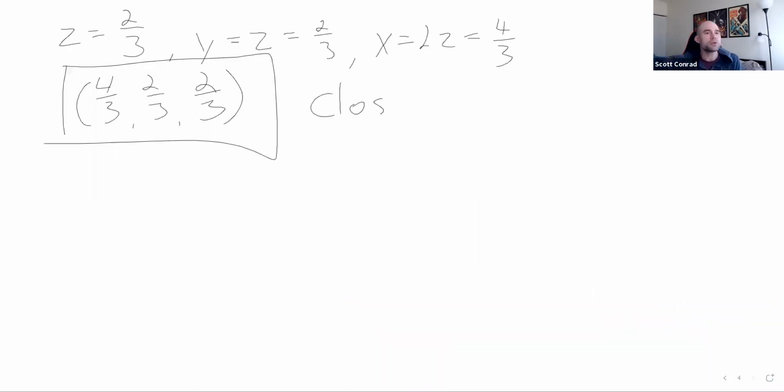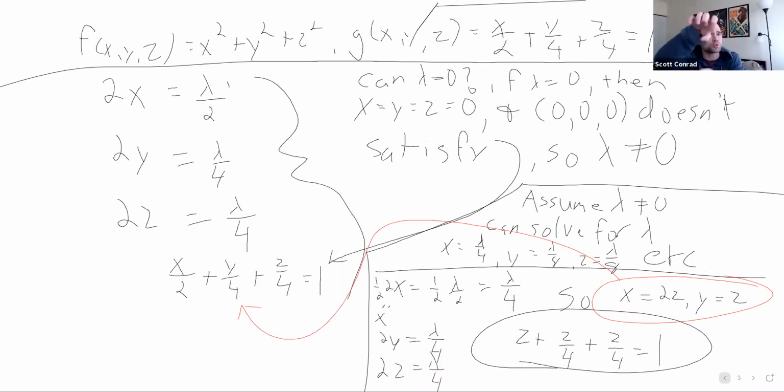So there are different ways to do that first step, dealing with the partial derivative equations. There are many different ways, but in the end, usually we're going to either write two of the variables in terms of one, say x and y written in terms of z, or we're going to write all the variables in terms of, say, lambda.